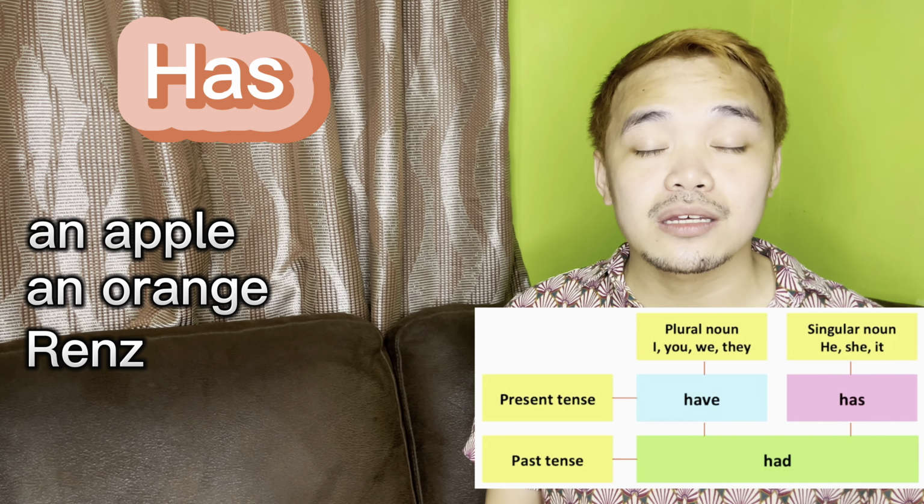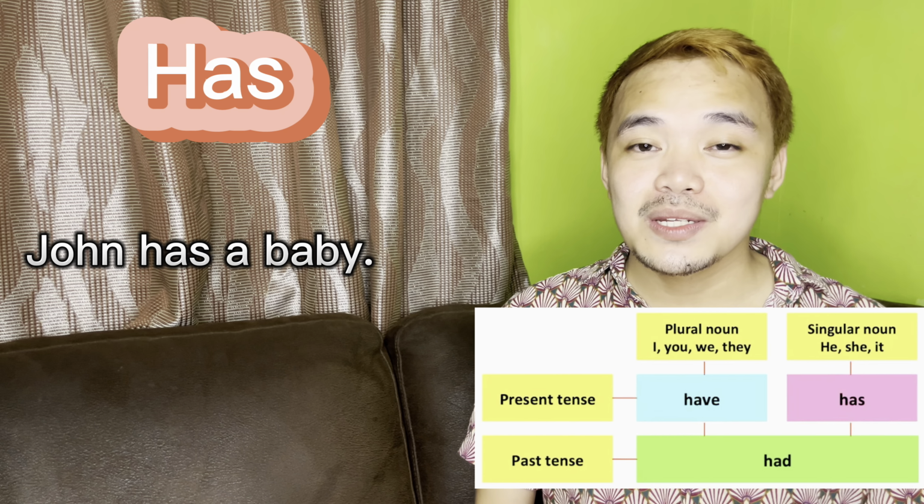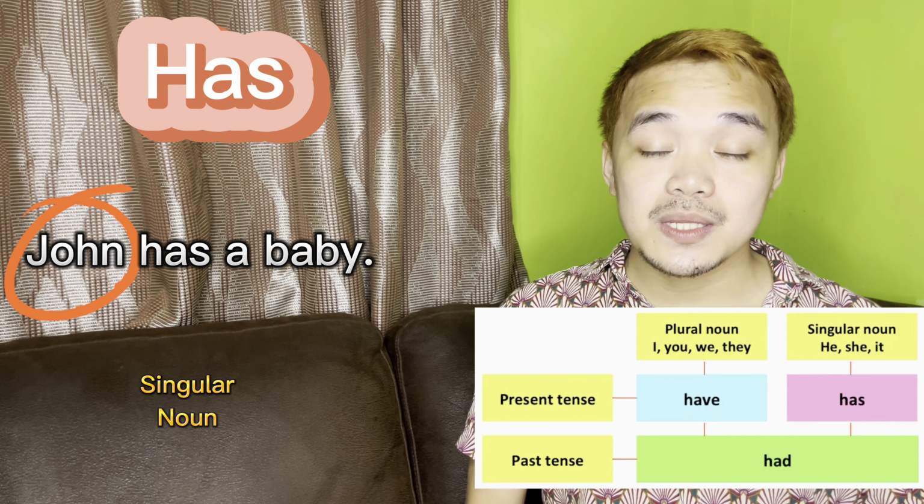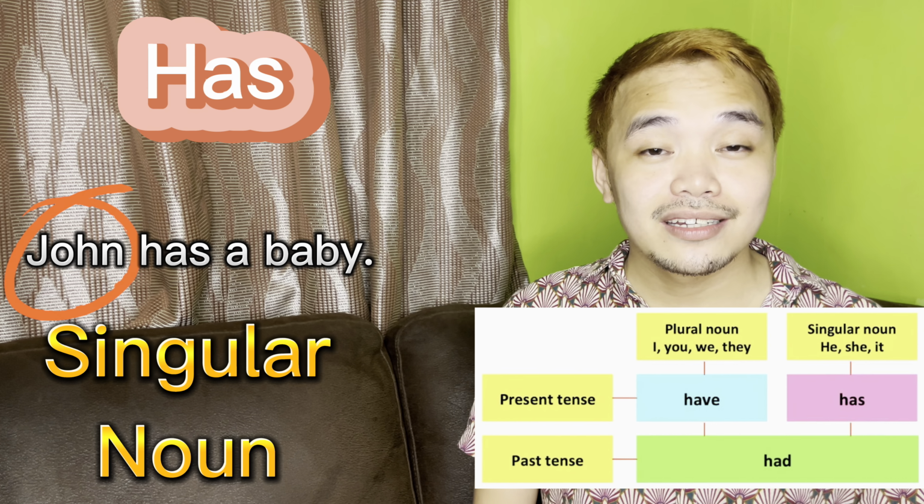John has a baby. Now the subject in the sentence is John, which is a singular noun. Therefore, we use the verb has. John has a baby. Another sentence. He has a baby. The subject is he.